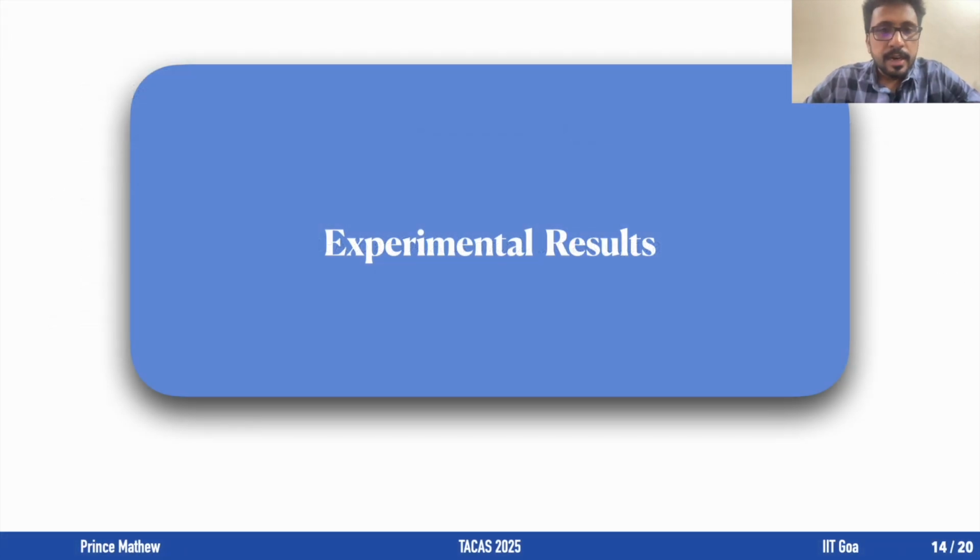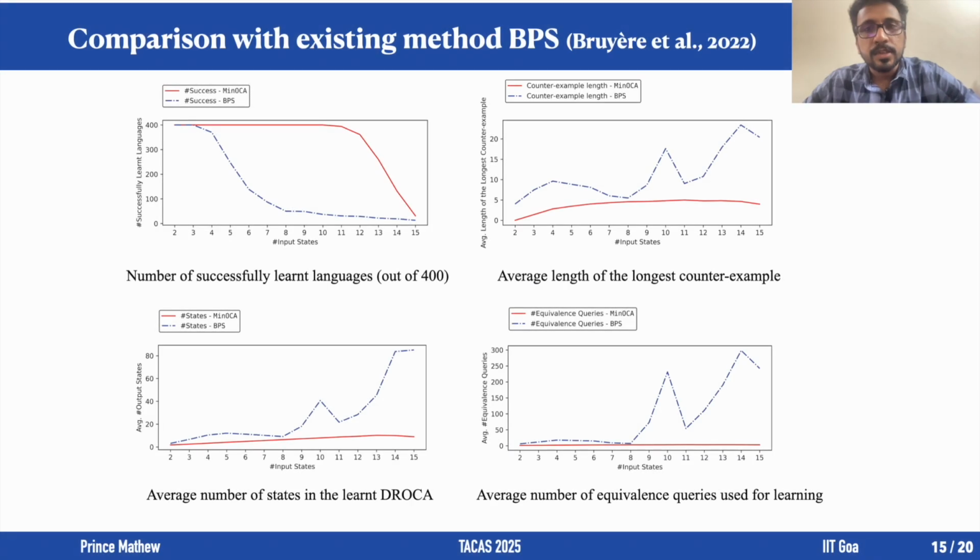So we have implemented this learning algorithm in Python and we have compared with the existing technique by Brewer, Perret and Stuckey, which we call BPS, and these are the results that we got. We generated random DROCs with number of states ranging from 2 to 15 and input alphabet size ranging from 2 to 5. We generated 100 random DROCs for each input alphabet size and number of states pair, and we ran both the algorithms for 5 minutes on each of the generated samples, and we recorded the number of samples that both the algorithms were able to learn.